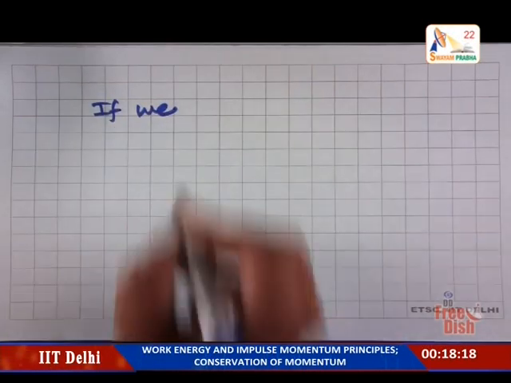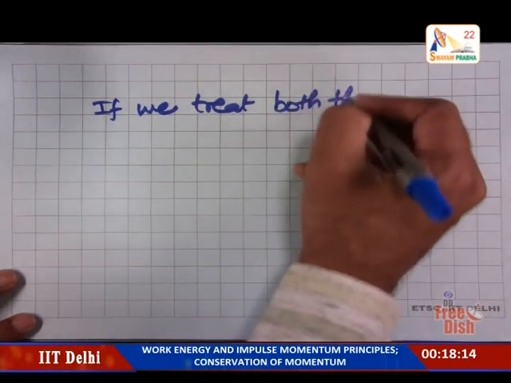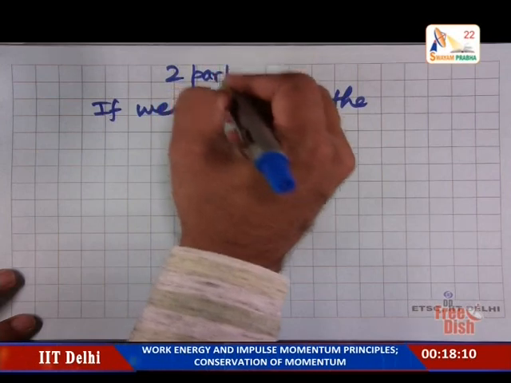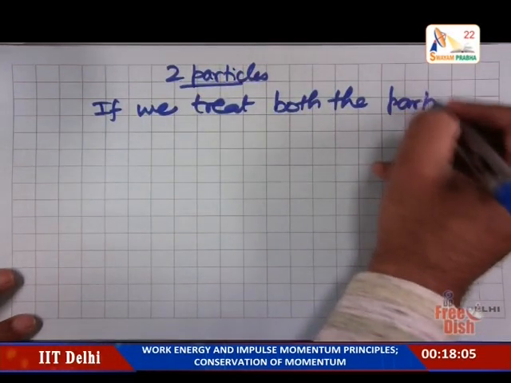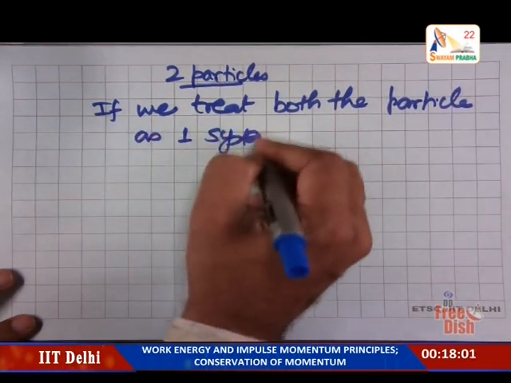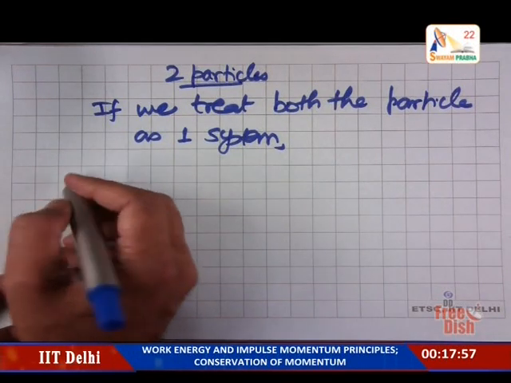Now, in these, so that means we have more than one particle. If we treat both the particles, so let us take a case of two particles, and we treat both the particles as one system. And let me first state the principle.